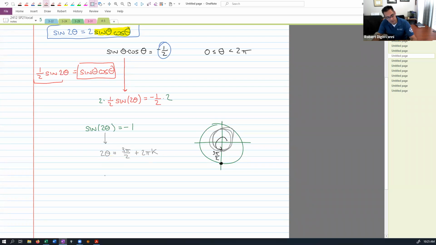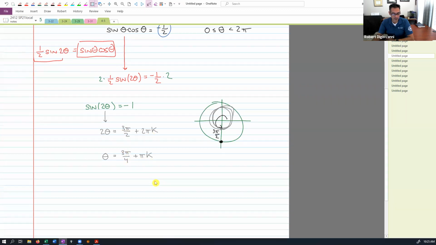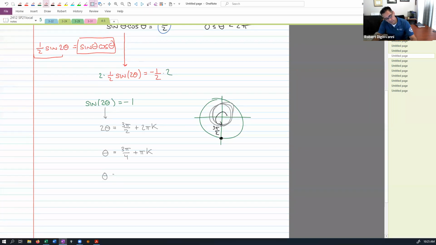And now I'm going to divide both sides by 2. So I divide this by 2, I get 3 pi over 4. I divide this by 2, the 2's go away. I'm going to put those together with a common denominator. And this gives me 3 pi plus 4 pi k over 4. Anyone remember what I'm going to start doing now to get my answers?